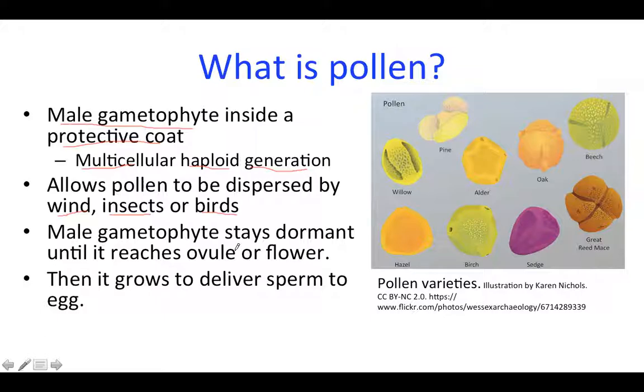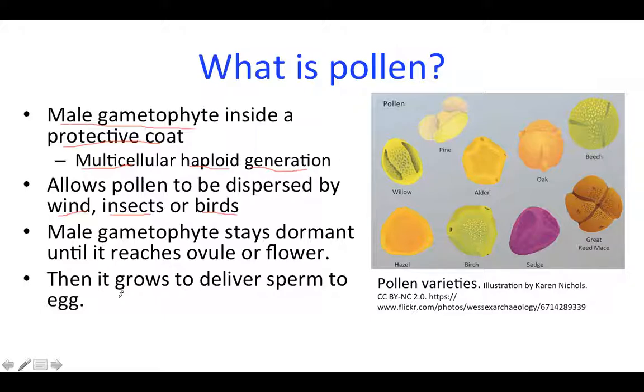The male gametophyte inside the pollen can stay dormant until it reaches an ovule on a cone or until it reaches a flower if it's from a flowering plant. So this means that it's going to be easier for the male gametophyte to time when to mature and when to make its pollen based on when it's likely going to be near a receptive egg.